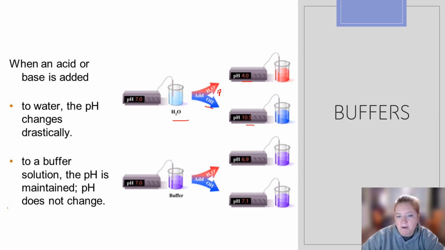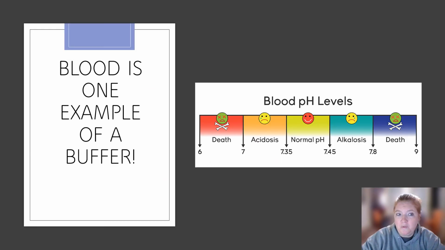Now watch, here's a buffer, which means it's resistant to pH changes. I add the same amount of acid, and look what happens to the pH. Very little change. And I add a base, and again, very little change. So blood is an example of a buffer. It's kind of important for us to stay alive. If we had a dramatic increase or decrease in pH, we'd be dead. So in order to maintain this narrow range, blood is a buffer.